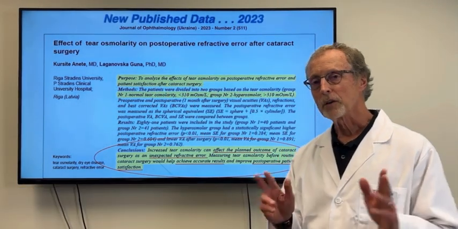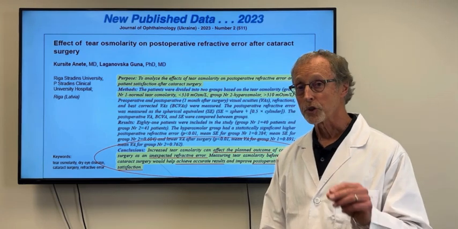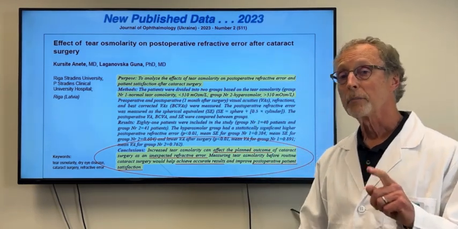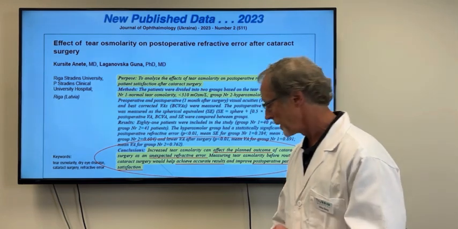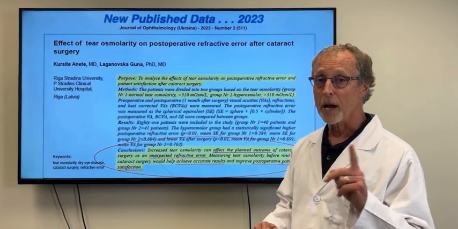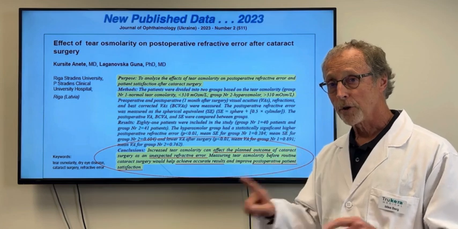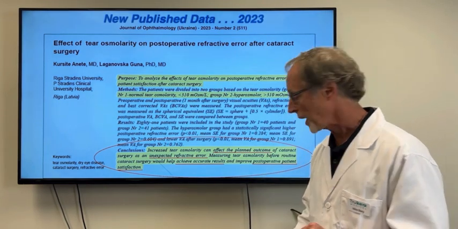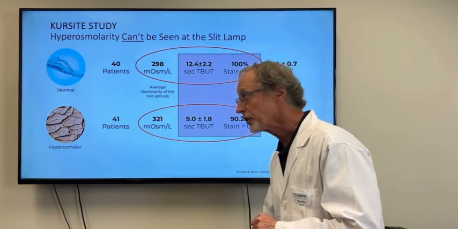We just talked about light scatter and how it can affect pre-surgical measurements. This is a very interesting study that was just published talking about post-surgical outcomes. This was a study of 80 patients, 40 normal, 41 hyperosmolar, all monofocal patients with evaluation 1 month post-op. What are the details of the study?